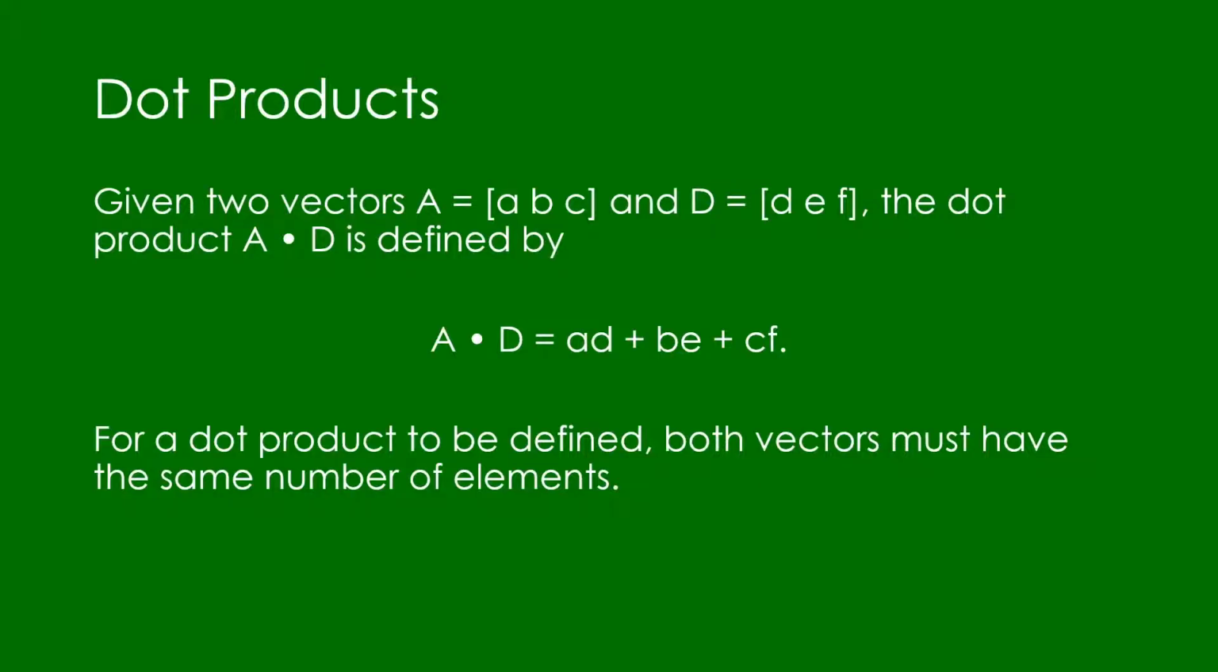Before we are able to multiply matrices, we need to understand dot products. A dot product is a combination of multiplication and addition between two vectors. Given two vectors, a equals (a, b, c) and d equals (d, e, f), the dot product a dot d is defined by a dot d equals a times d plus b times e plus c times f. That is, the dot product is the summation of the products of the ith element of each vector. Note that for a dot product to be defined, both vectors must have the same number of elements.